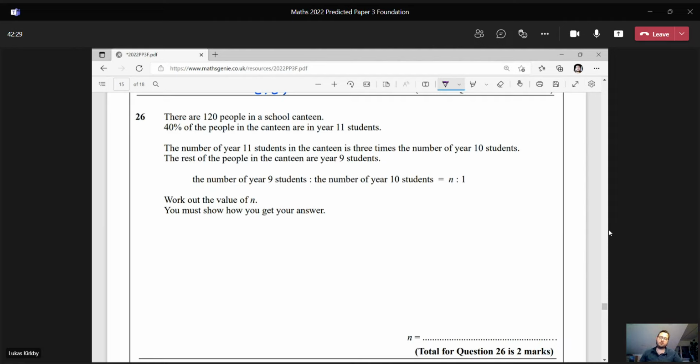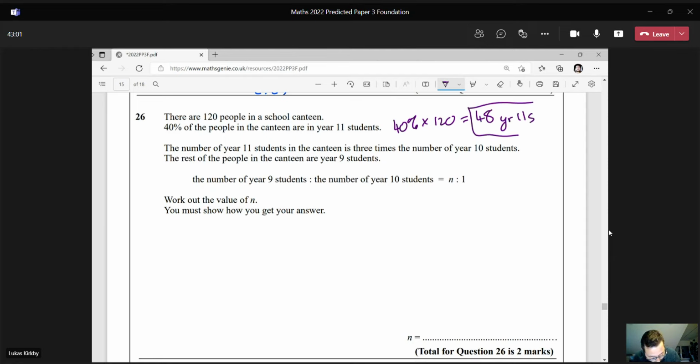Okay. A lot of stuff there, but again, like we said before with these big paragraph questions, just read it all like we've just done and then start from the beginning, and anything you can work out is going to be good. So there are 120 people in the school canteen and 40% of them are year 11. So let's do that then. So 40% times 120. So again, I'll just use my calculator. And that's going to give me 48 year 11s.